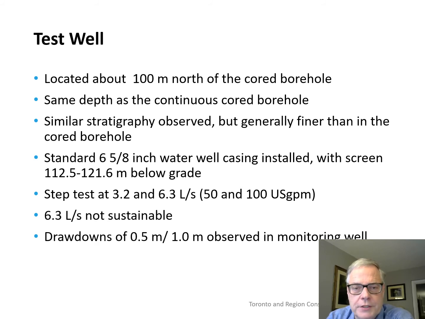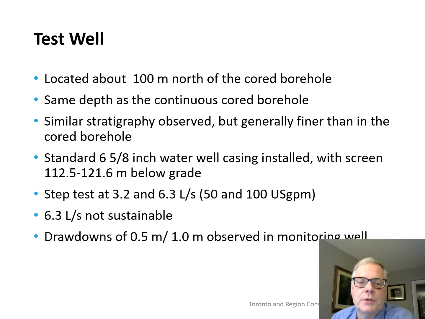We did install a 6 5/8 standard water well casing and a screen about 112.5 to 121.5 meters below grade. And then we proceeded with a step test. We started at 3.2 liters a second and then ramped it up a little while later to 6.3 liters per second. Those two correspond to 50 and 100 US gallons a minute. What we found, unfortunately, although the 3.2 liters per second was sustainable, the 6.3 certainly wasn't.